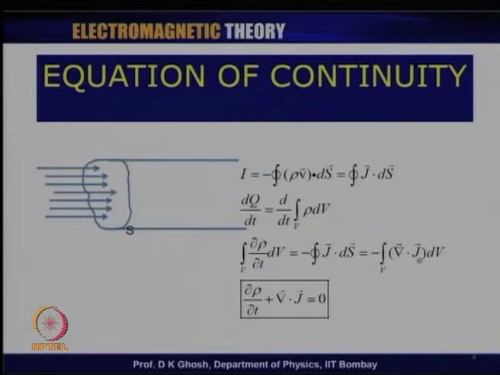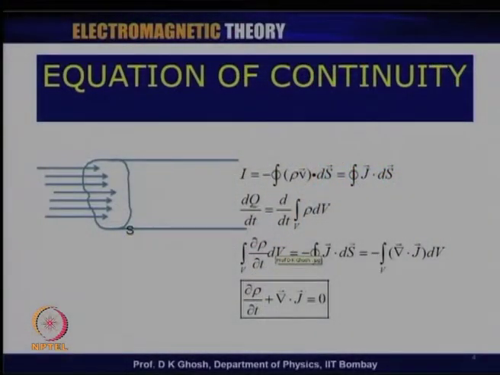If I bring it to one side and use the fact that this is independent of what volume we take, it is true for any volume, what I get is this equation, which is d rho by dt plus del dot j is equal to 0. This is known as the equation of continuity. Basically, it talks about conservation of charge. So, if the left side of the volume is losing some charge because of the current flowing through the surface, I must have a corresponding amount of charge increasing on the right hand side.